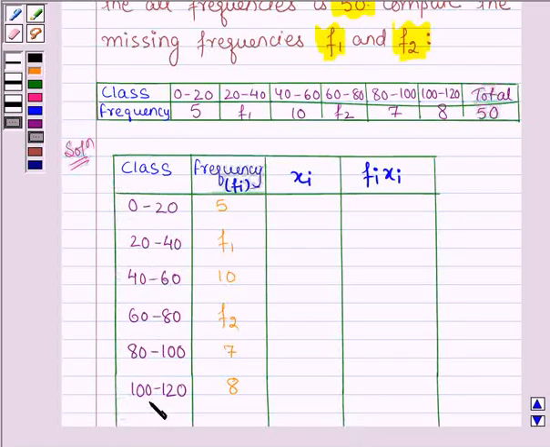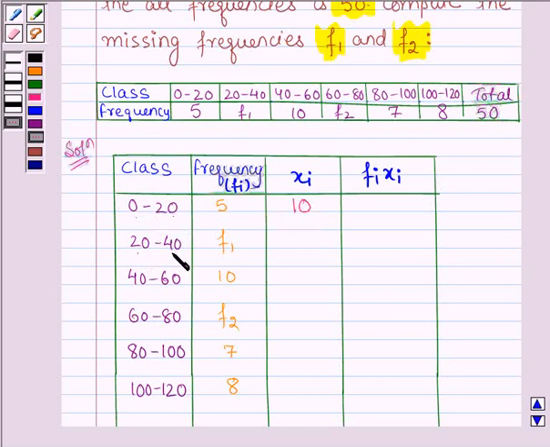In the first column we have written the given class intervals. In the second column we have written down the values of the frequencies. Now in the third column we shall write the midpoint of each of these class intervals. Midpoint of 0 to 20 we get on adding these two and dividing it by 2. So 0 plus 20 is 20 and dividing by 2 we get 10.